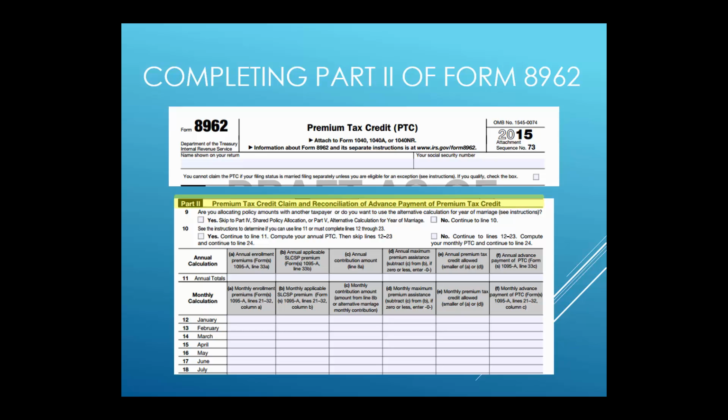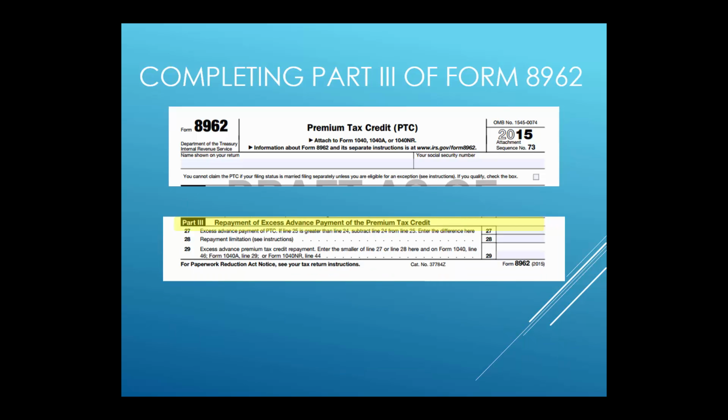Lines 12 through 23 are used to compute the credit and compare it to advance credit payments if there are changes in the required information for any month. It also helps to determine if a taxpayer must complete the shared policy allocation, which is Part 4 of the form. It'll determine if a taxpayer may want to use the alternative calculation for year of marriage, which is Part 5 of the form, and it may reduce the amount of excess credit payments a couple who married during the year must repay. So Part 2's got quite a bit going on.